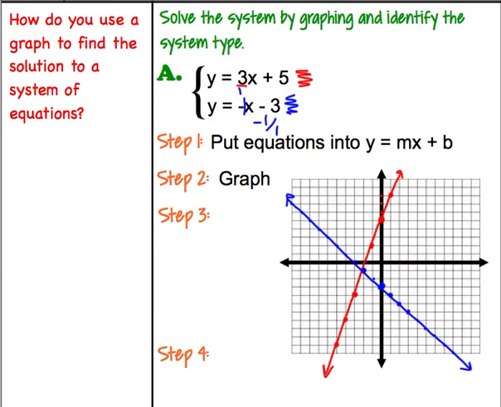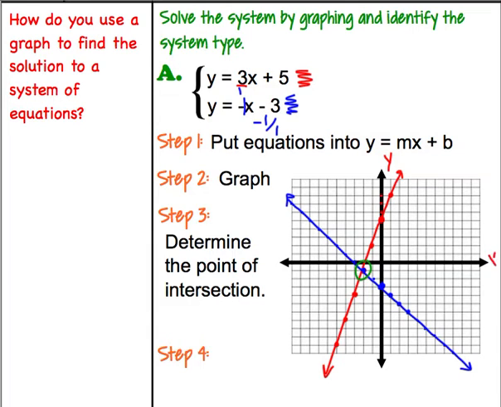And I see that my point of intersection is right here. When we determine it, we write our point of intersection as an ordered pair. So as you can remember, this is the y-axis, this is the x-axis, so we're going to write our point of intersection as (-2, -1), which is actually our solution to the system.